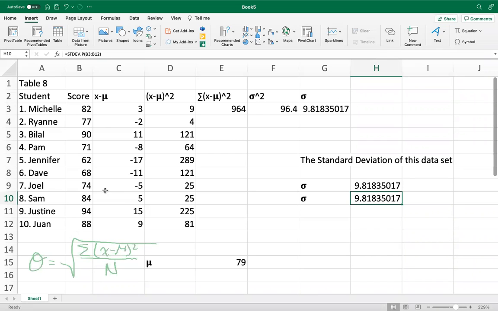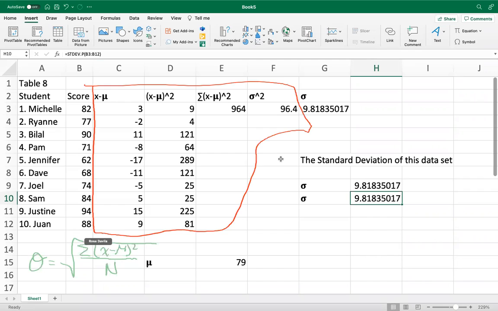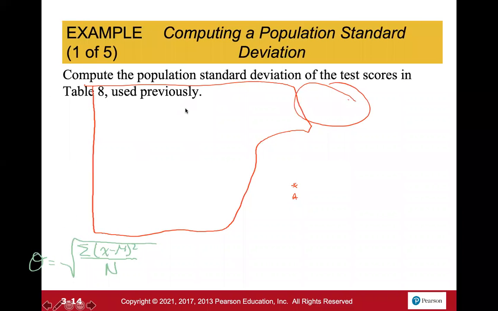It goes through all of this data right here, I'll show you, and then it spits out our standard deviation. And there we go. So instead of doing all of that, we could just type in standard deviation .P, the standard deviation of a population for this data set. And there we go. Let's see if we missed anything.